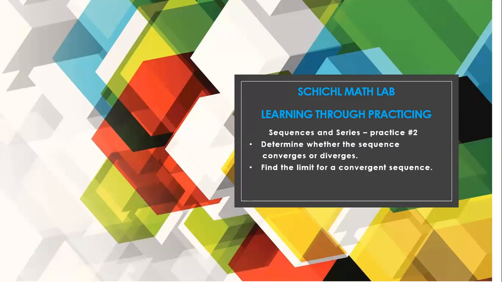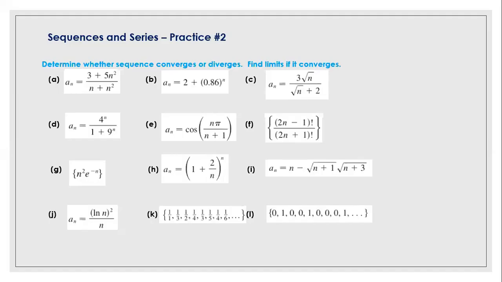From the previous video, we tried to do practice number 2: determine whether the sequence converges or diverges. If the sequence converges, then find the limit of the convergent sequence. We had a total of 12 problems. In video number 1, practice 2 part 1, we did the first 6. In this video, we're going to finish the last 6.